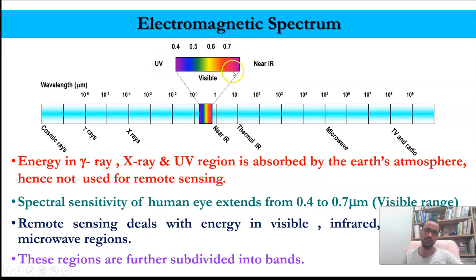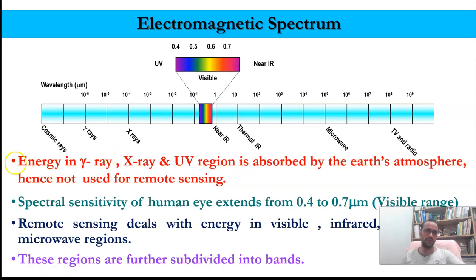Then visible, of course, is very important to understand. So we have to understand the different sizes of wavelength. You can see the size of blue is 0.4 to 0.5 micrometer, then green from 0.5 to 0.6 micrometer, then red from 0.6 to 0.7 micrometer. This is blue, green, and red. Then after it is near infrared.